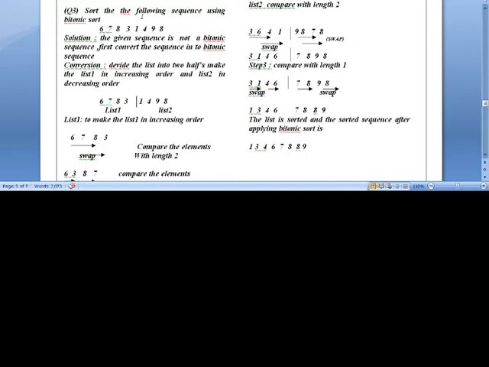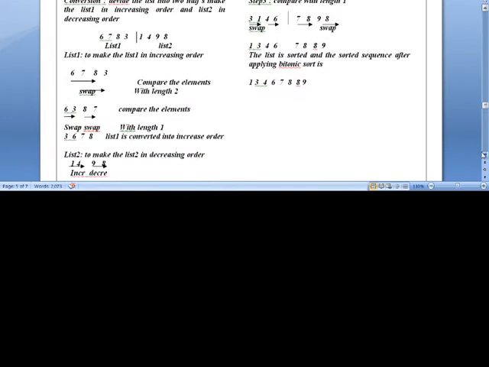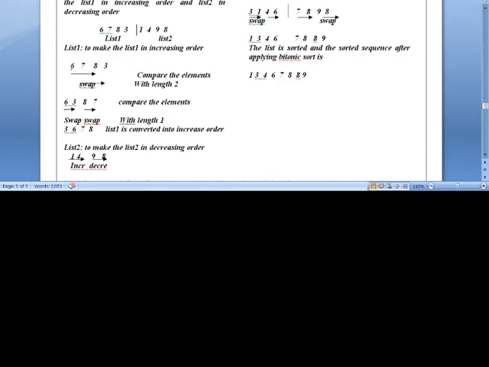What is the step you have to follow? Divide the list into two halves, list 1 and list 2. Take list 1 and arrange it in increasing order. First and second, third and fourth, compare. 6, 8 is in increasing order. Okay, take 6, 8. 7, 3 is not in increasing order, swap it: 3, 7. Now again compare with length 1. 6, 3, 8, 7. 6, 3 is not in increasing order, swap it: 3, 6. 8, 7 is not in increasing order, swap it: 7, 8. Now list 1 is in increasing order.